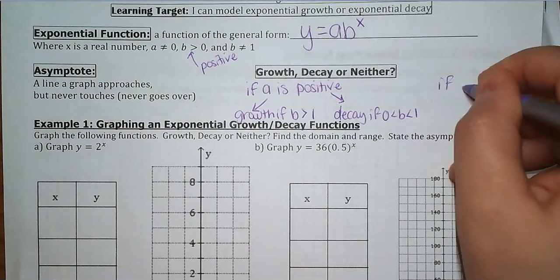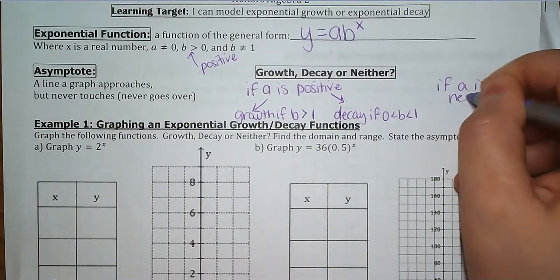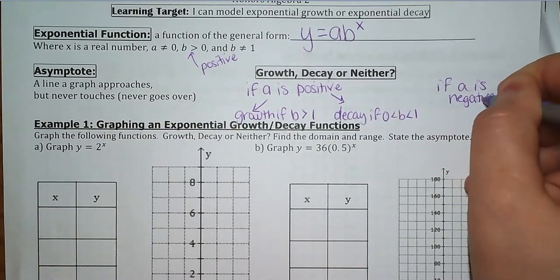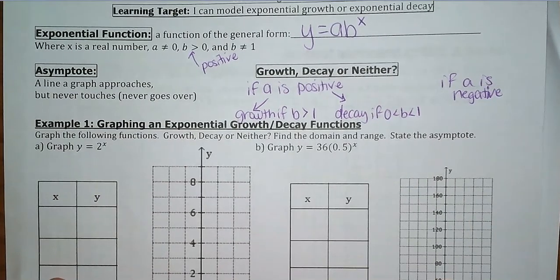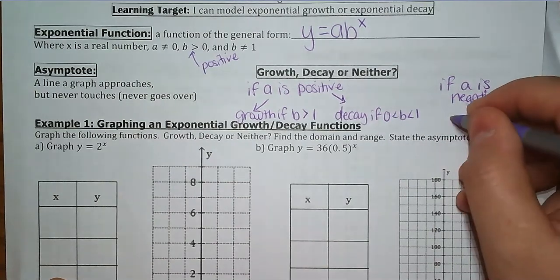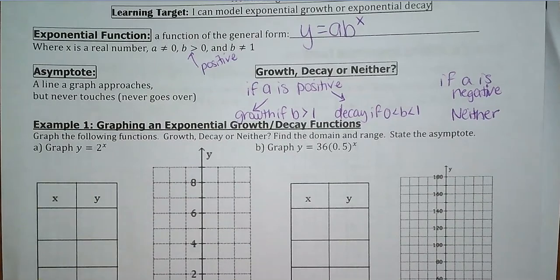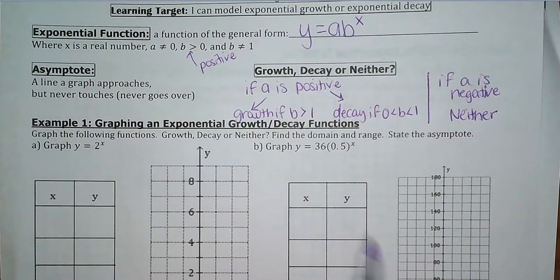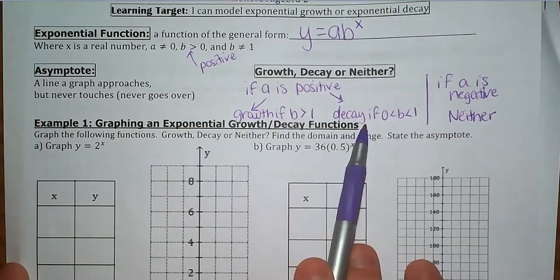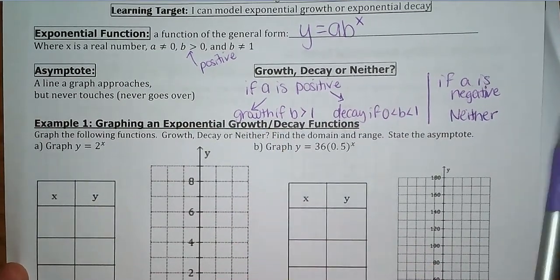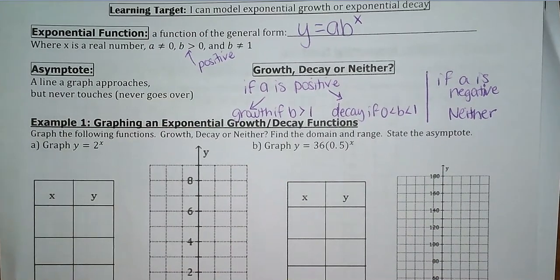Okay? If A is negative, which is, it's legal. You can have a negative A value. It will not represent growth or decay. If A is negative, you have what we call neither. All right, so it's still an exponential model, but it's neither growth or decay. So if A is positive, one of these two categories, growth or decay, and then that's based on the B value. If the A value is ever negative, which you'll see in a second, it doesn't fall into the category of exponential growth or exponential decay.